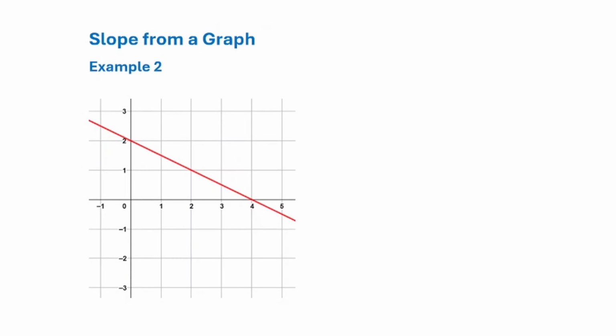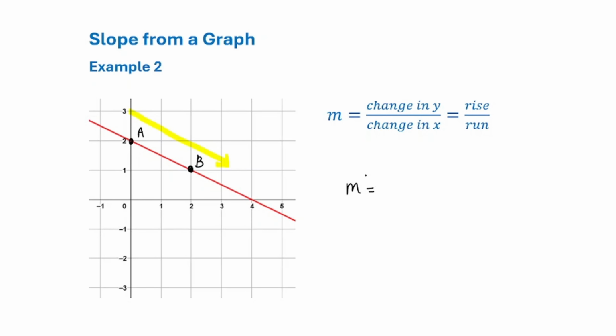Let's try another example. This time, the line goes down from left to right, so we expect a negative slope. Again, choose 2 points on the line. Take 1 point on the left and 1 on the right. From the first point to the second, we move down by 1 unit, so the change in y is negative 1. Then we move right by 2 units, so the change in x is positive 2. So the slope is negative 1 divided by 2. You can also write this as negative 0.5.